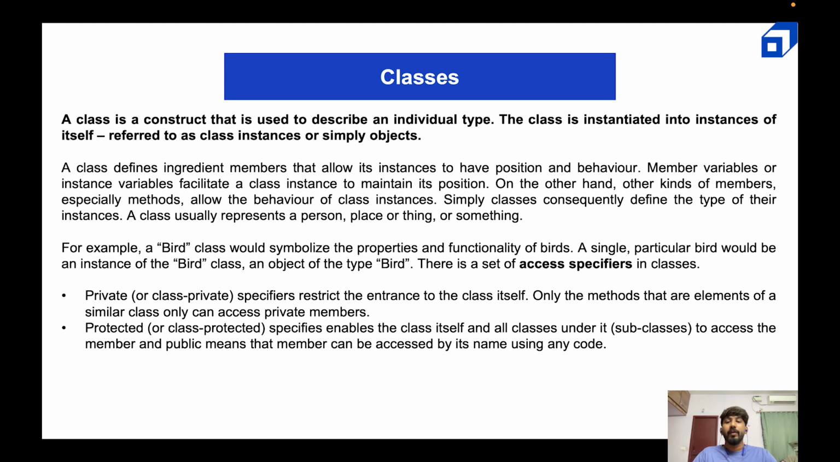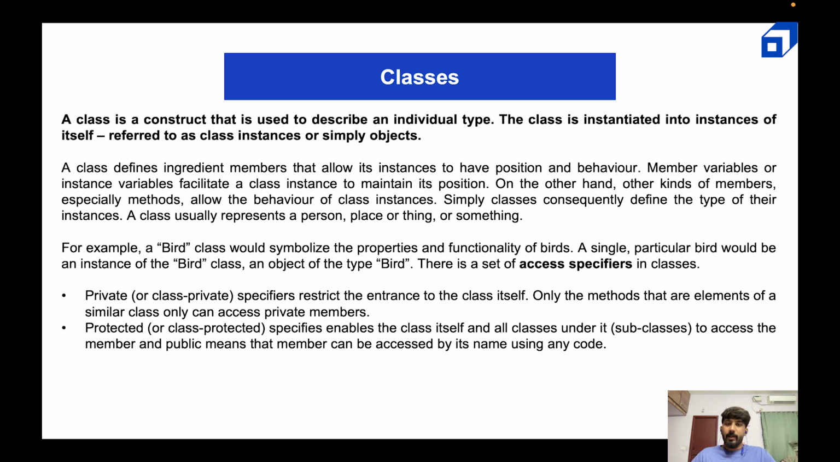And there is a set of access specifiers in classes as well. So private specifiers restrict the entrance to the class itself. So this is where encapsulation comes in. You're using the private specifier to encapsulate or close down the visibility for your users. They won't be able to see whatever is inside the private members. They will only be able to see what's inside the public members. Protected specifiers enable the class itself and all classes under it to access the member, and public means that member can be accessed by its name using any code. Okay, so protected only the class itself and its subclasses can access, but public anybody could see it, but private it's completely closed.